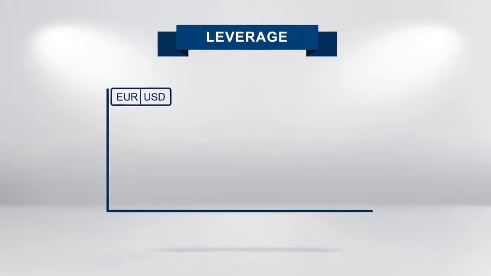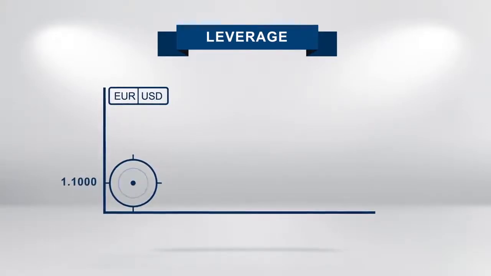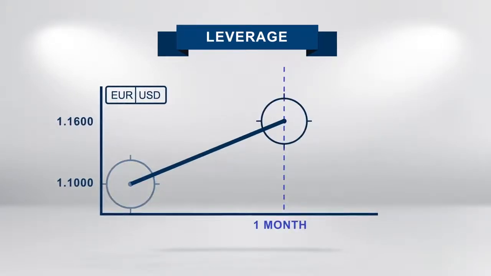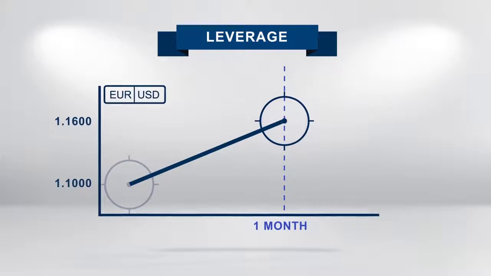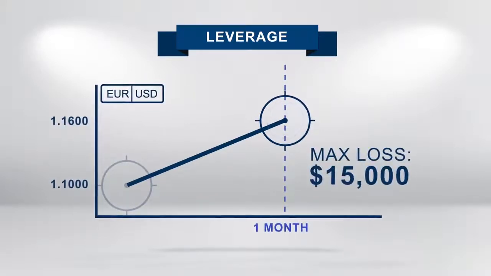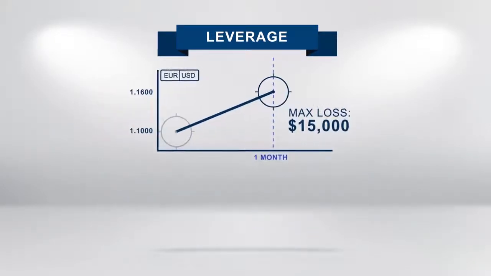So let's have a look at an example. Euro-dollar is currently trading at 1.1000 and we expect a rally to 1.1600 within a month. The maximum potential loss we want to risk on the trade is $15,000. So what's the best strategy?